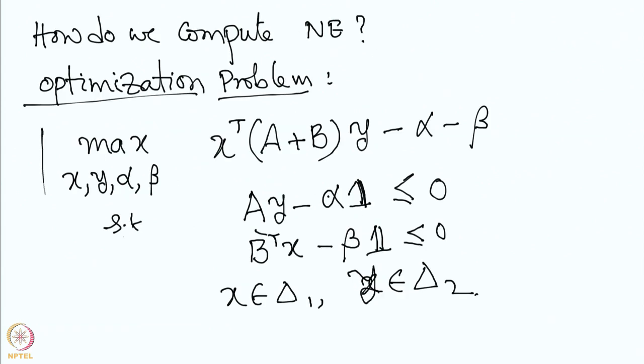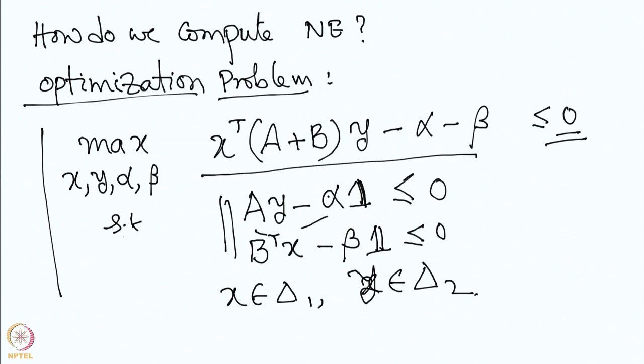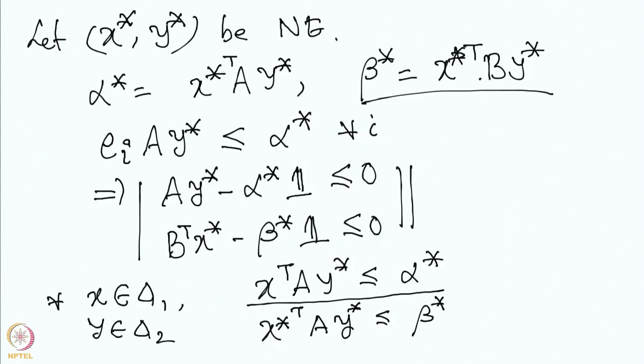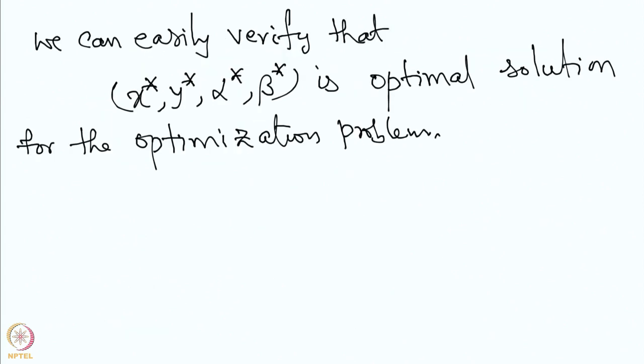In this optimization problem, using these facts, we need to show that this is always less than or equal to 0. Because a y minus alpha is less than or equal to 0, therefore x transpose a y minus alpha is less than or equal to 0. That has to be used here. Therefore, this maximum value is always non-positive, and at Nash equilibrium this is equal to 0. Therefore, x star, y star, alpha star, beta star is going to be the optimal solution. The details have to be furnished here, but they are a simple exercise.